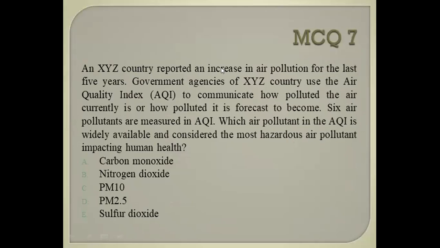An XYZ country reported an increase in air pollution for the last 5 years. Government agencies of XYZ country use the air quality index to communicate how polluted the air is or how polluted it is forecast to become. Six air pollutants were measured in their AQI. Which air pollutant in this AQI is widely available and considered the most hazardous air pollutant impacting human health? Carbon monoxide, nitrogen oxide, PM10, PM2.5, or sulfur dioxide. D. Yes, particulate 2.5 is the most hazardous and widely distributed in the air quality index.